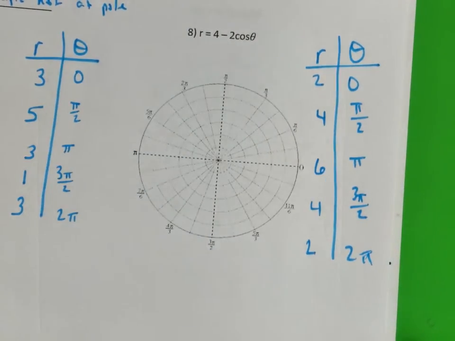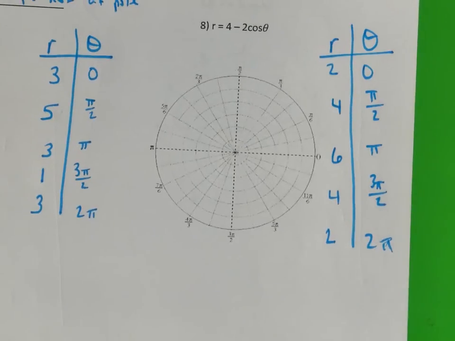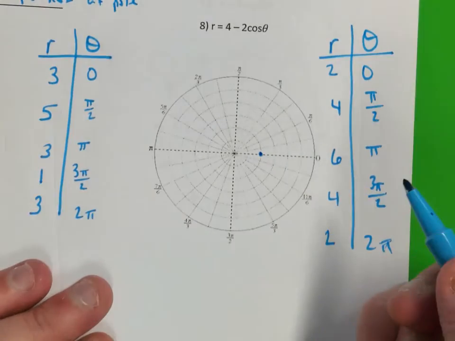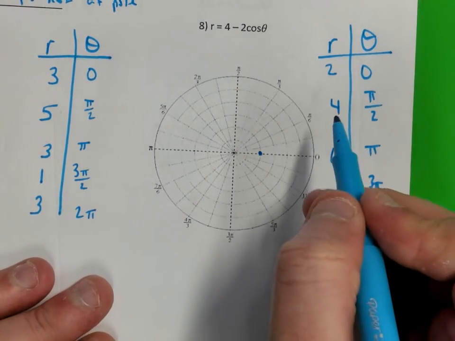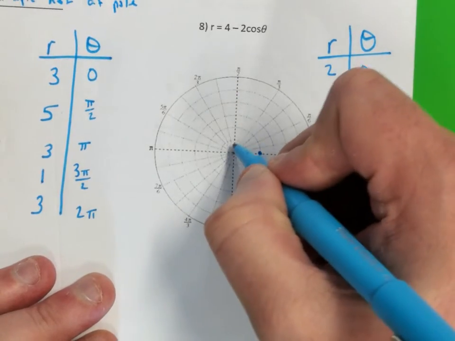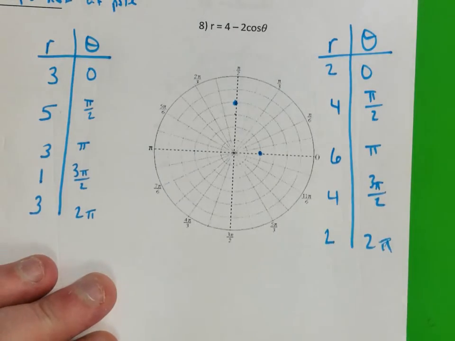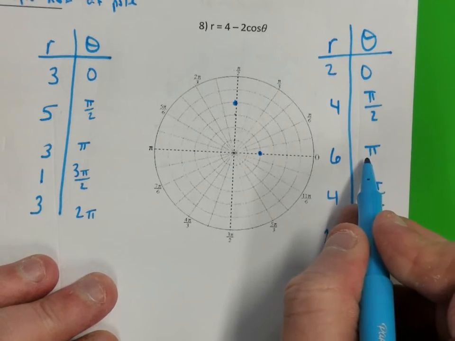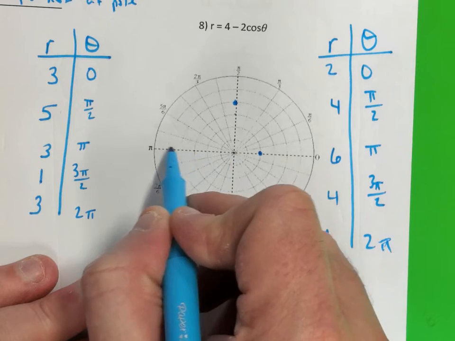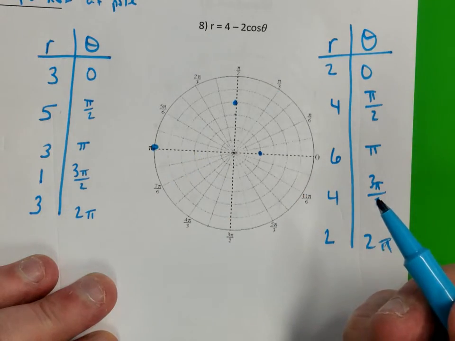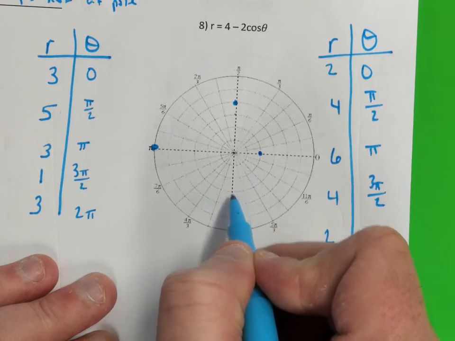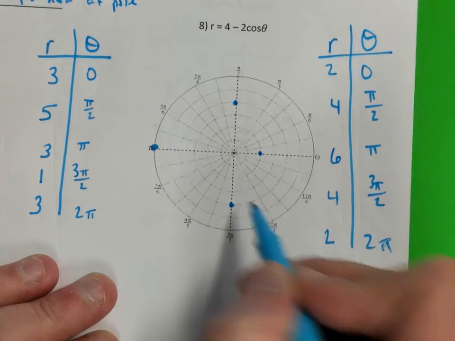Should these be the same? Yes. Alright, so we're going to graph these ordered points. 2, 0. Find 0 degrees. Come out to ring 2. 4, pi over 2. Find pi over 2. Go out to ring 4. 1, 2, 3, 4. 6, pi. Find pi. Go out to 6. 1, 2, 3, 4, 5, 6. 4, 3 pi over 2. 1, 2, 3, 4. And then 2, 2 pi.